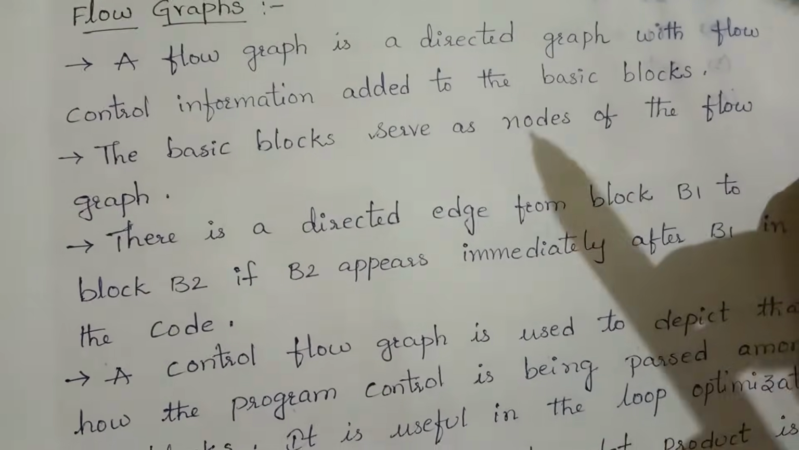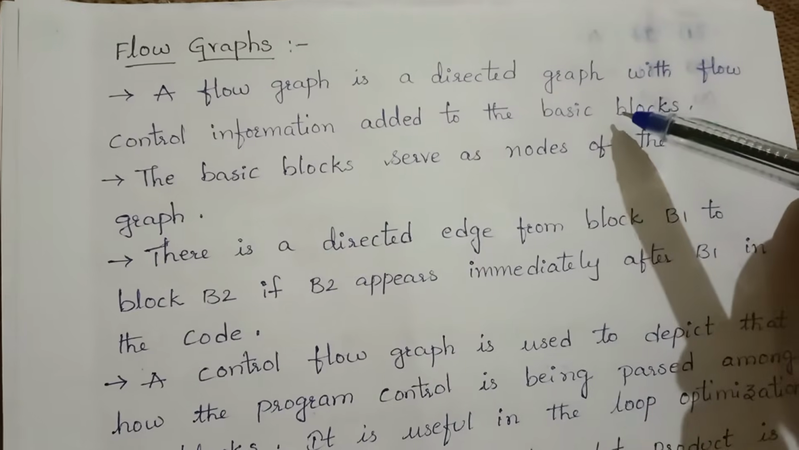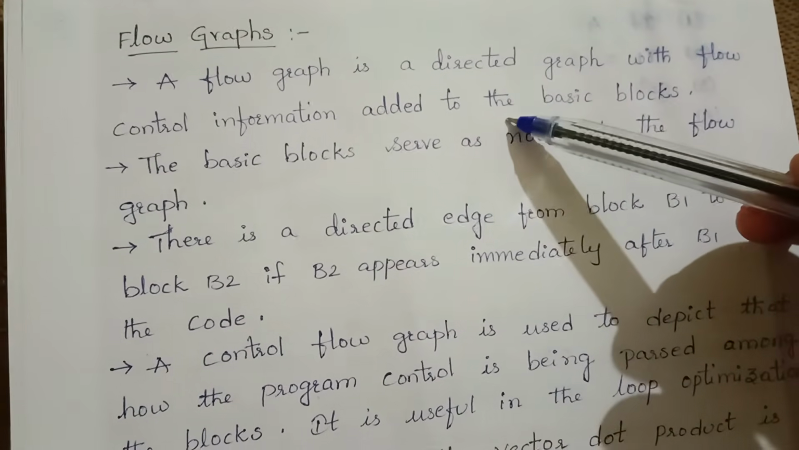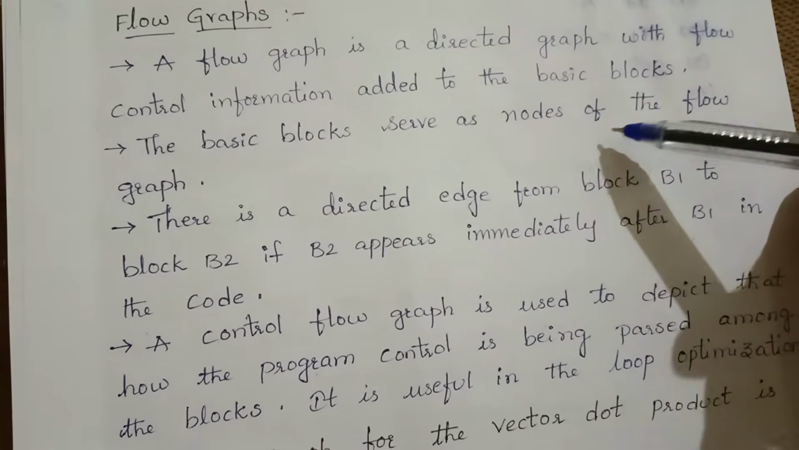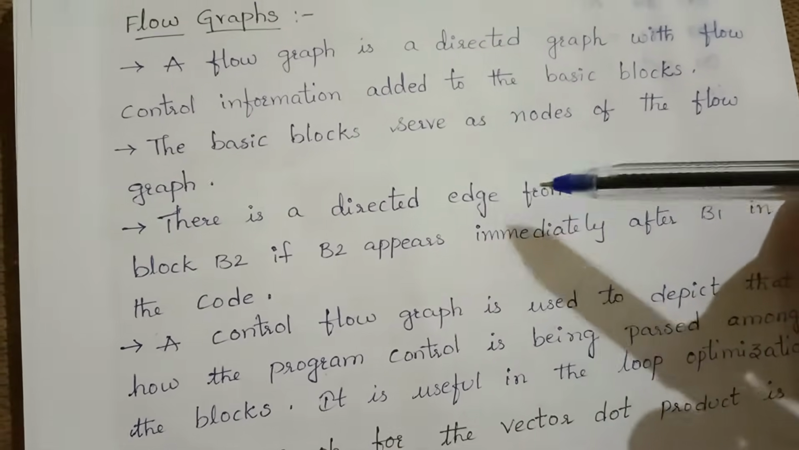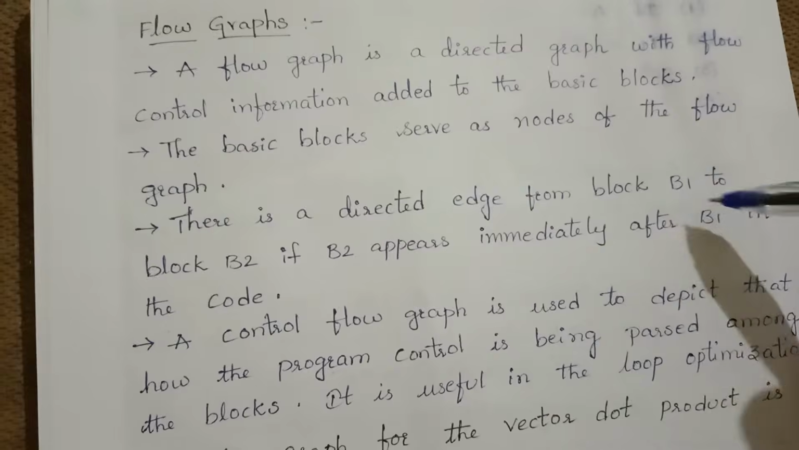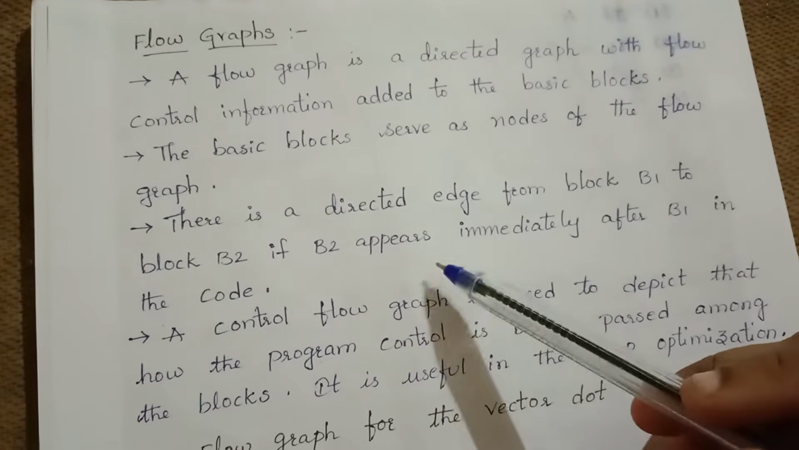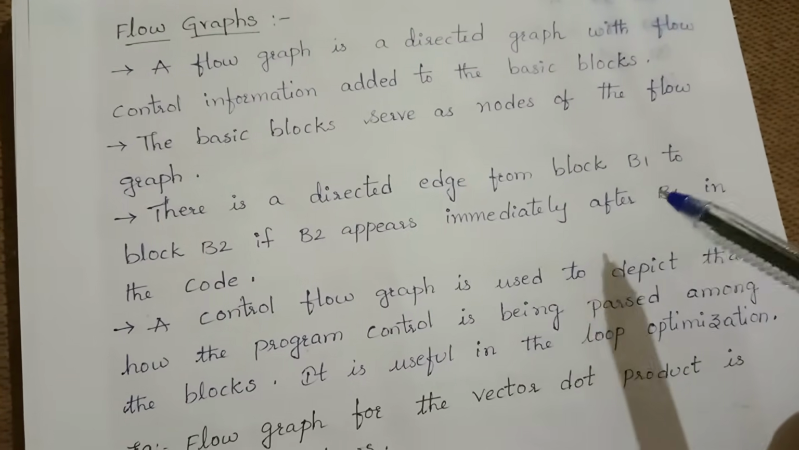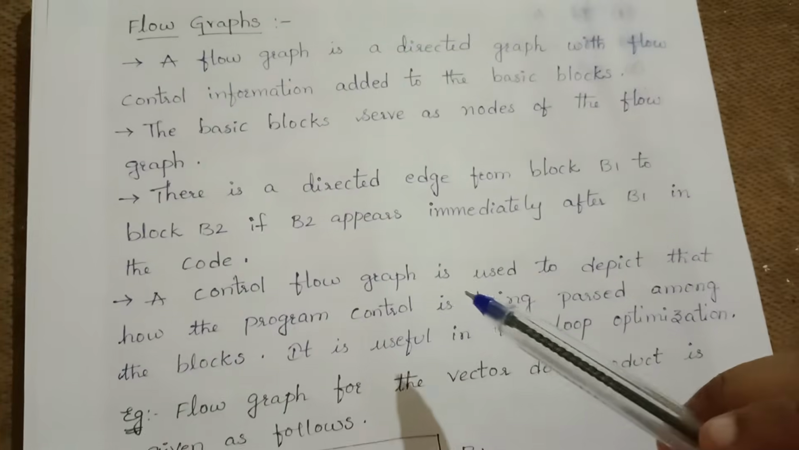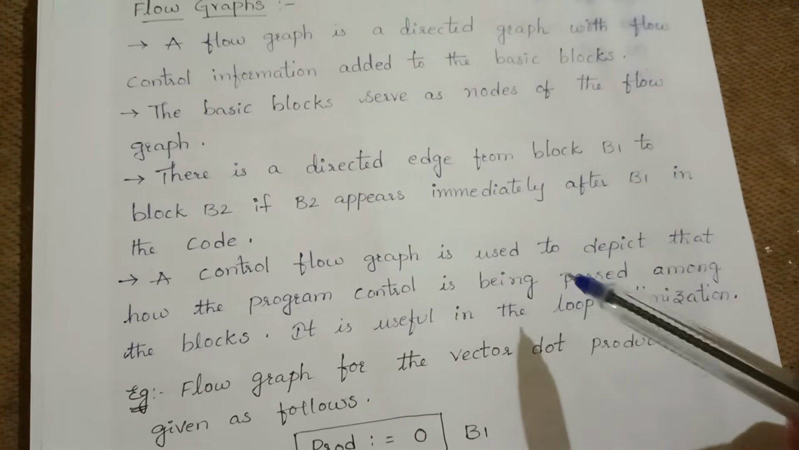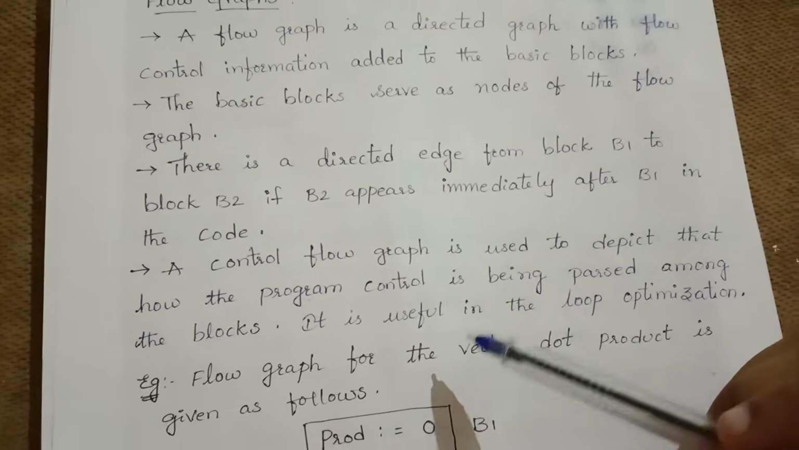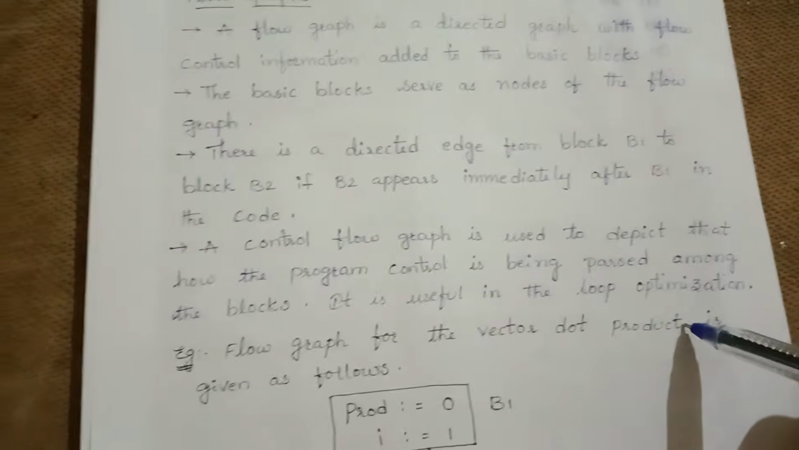Flow graphs. A flow graph is a directed graph with flow control information added to the basic blocks. The basic blocks serve as nodes of the flow graph. There is a directed edge from block B1 to block B2 if block B2 appears immediately after B1 in the code. A control flow graph is used to depict how the program control is being passed among the blocks. It is useful in loop optimization.